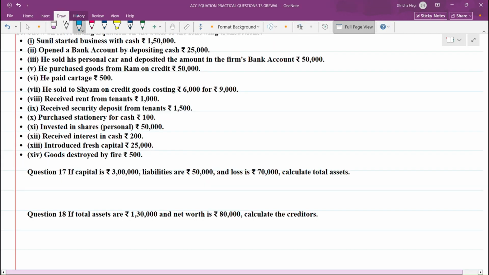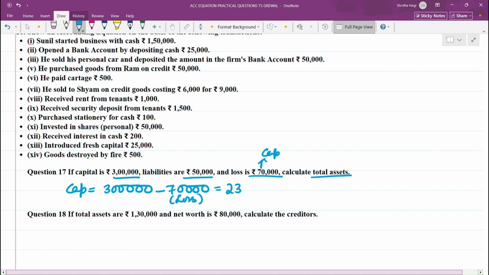Question number 17. If capital is rupees 3 lakh, liabilities are 50,000 and loss is 70,000, calculate the total assets. So the loss will affect the capital account. First you have to correct your capital: 3 lakh minus the loss of 70,000. So this will make it 2,30,000.